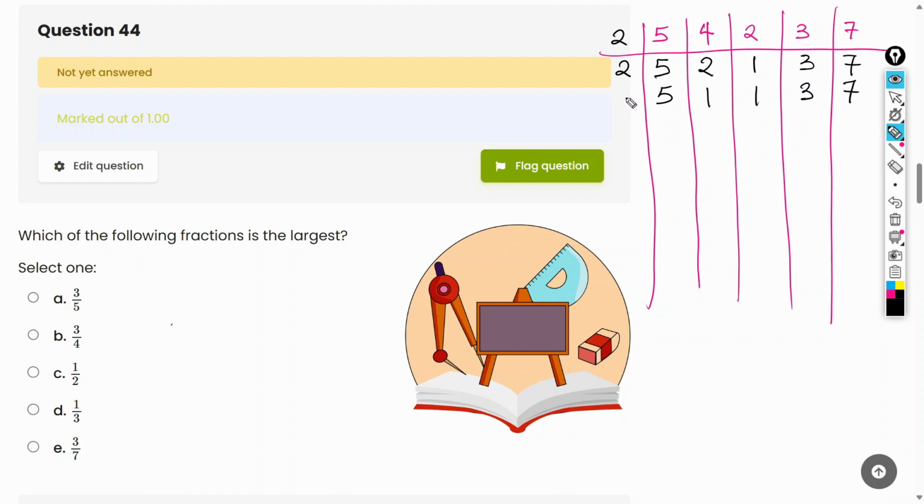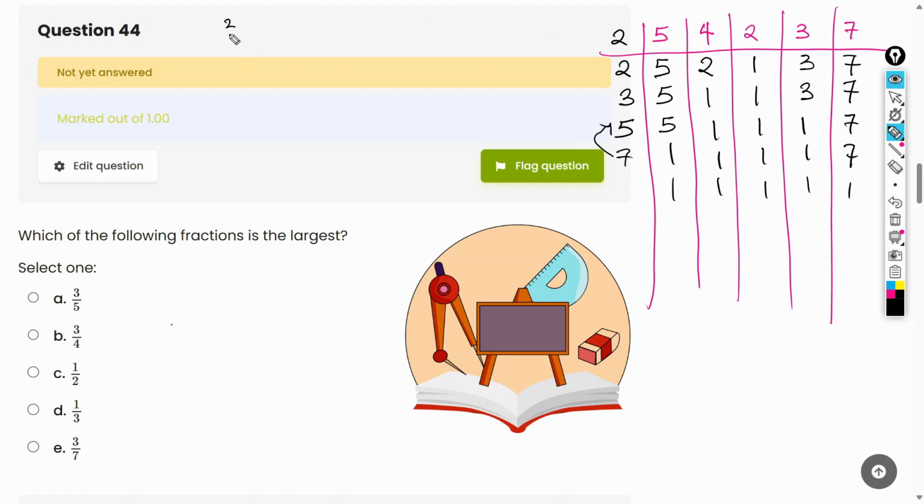Then 3 can go, since we've exhausted 2. 3, we drop down 5. 1, 1, 1, we drop down 7. 5 can go, 1, 1, 1, 1, we drop down 7. And then 7 gives us 1 all through. So our LCM is 7 times 5, which is 35.